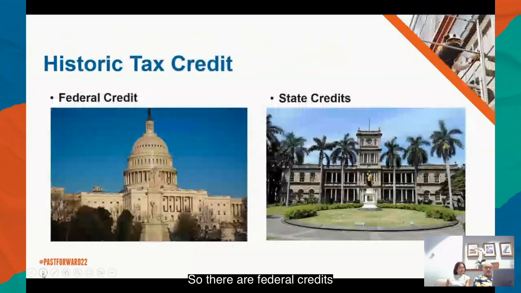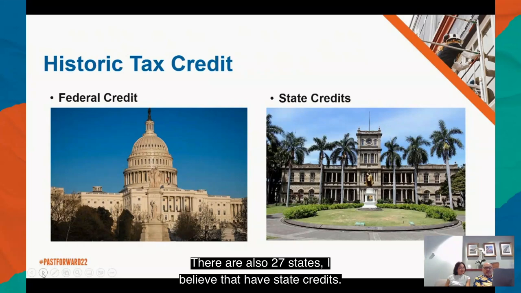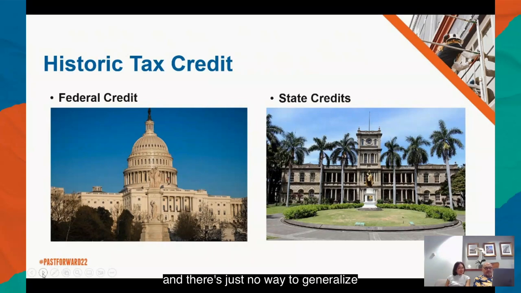So there are federal credits, obviously applicable to federal income tax. There are also 27 states, I believe, that have state credits. I'm not going to talk about that simply because when we did our tax credit bill here in Hawaii, I looked at most of the other states, and there's just no way to generalize about the state credits. They are all different.